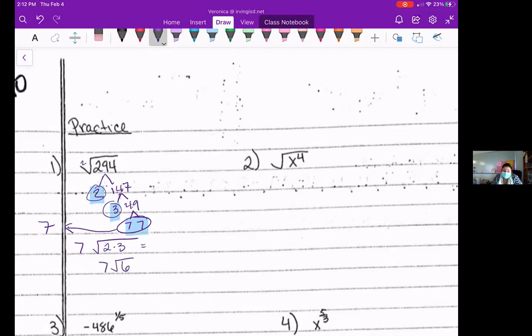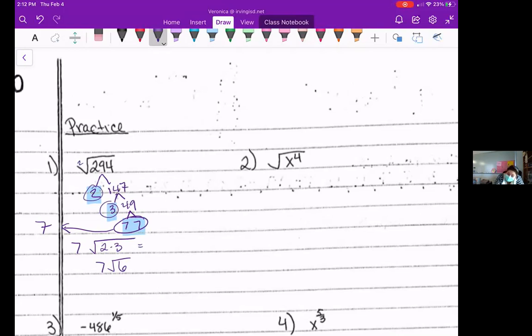So for number 2, this is an easy variable example. So we know that this is x times x times x times x, right? And square root means I want groups of 2. So 1, 2. That means that I can take out one group of x and then another group of x. So on the outside, I end up with x squared. And then that's it. That's your answer. There is nothing left inside the radical, so your answer would be x squared.